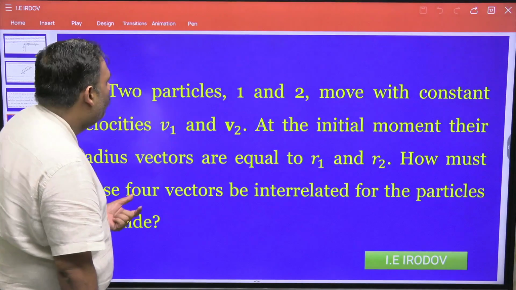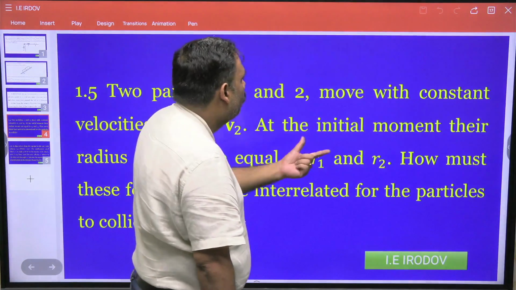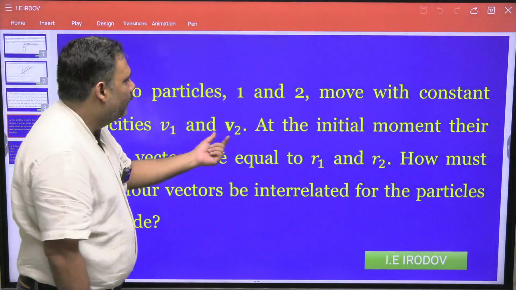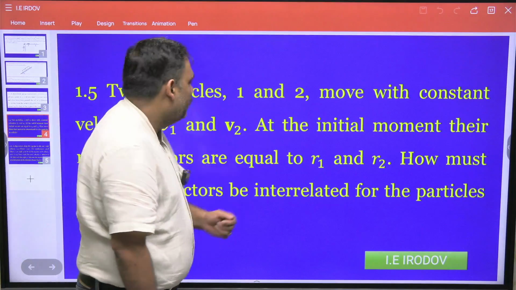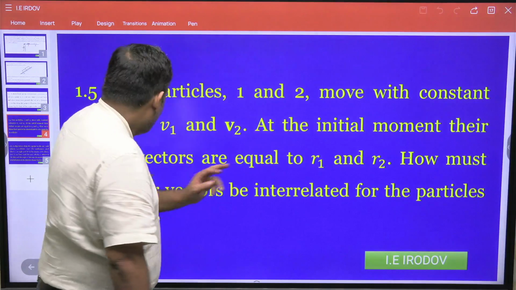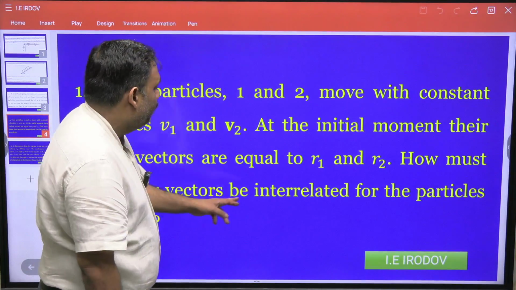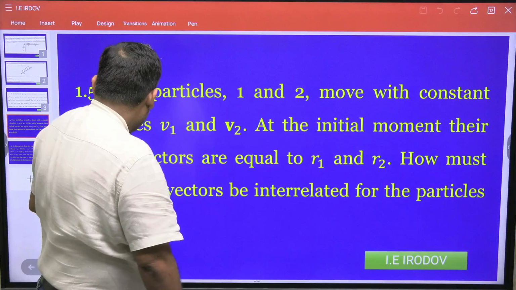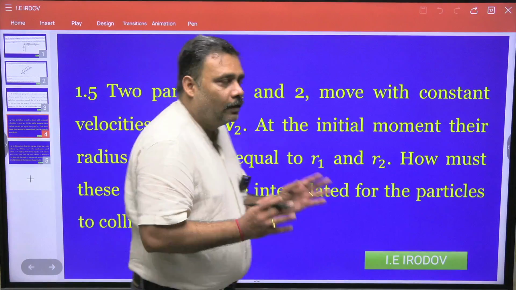It is given that two particles 1 and 2 move with constant velocities v1 and v2. At the initial moment, their radius vectors are r1 and r2. How must these four vectors be interrelated for the particles to collide? So it's a wonderful question.